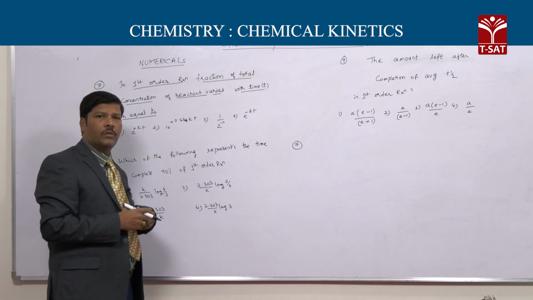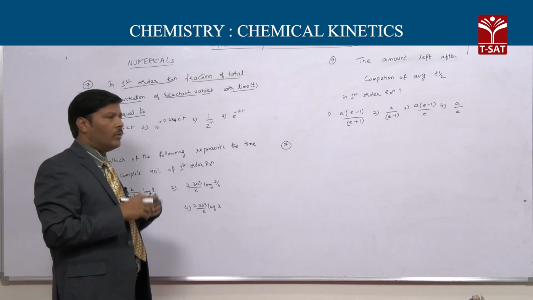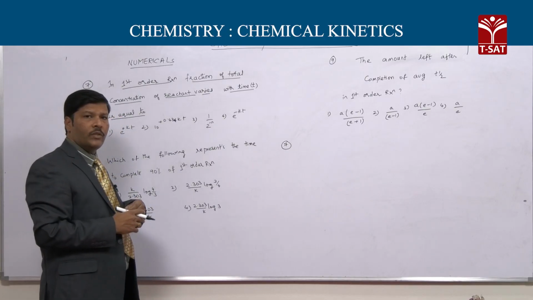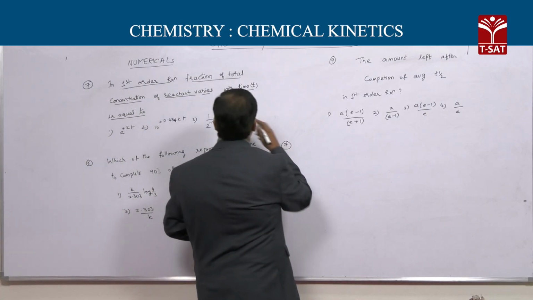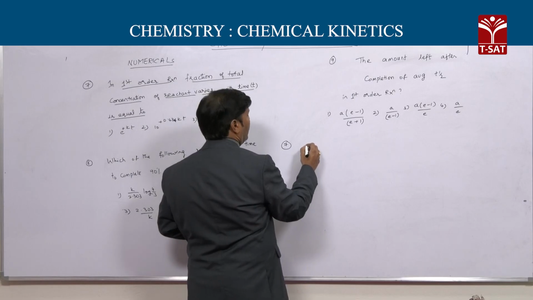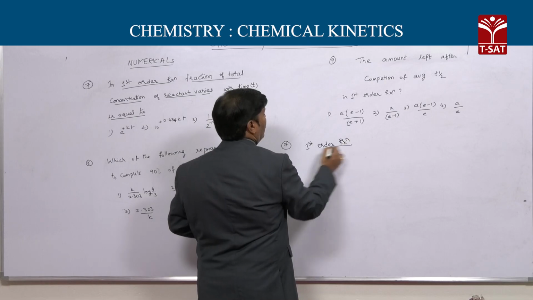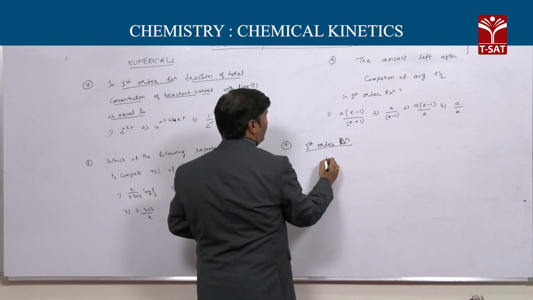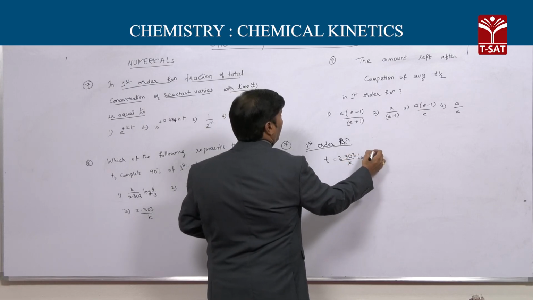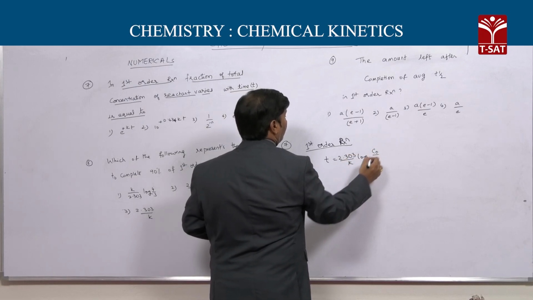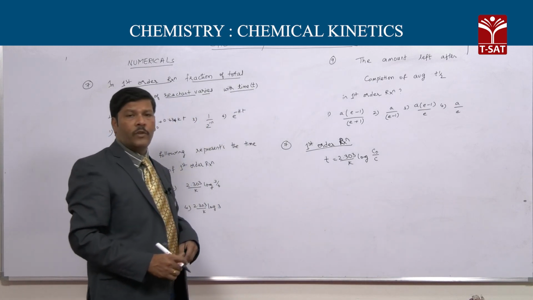Unless you work out this question properly, it is very difficult to guess which is the correct option. Because he has used the words first order reaction, I will take the help of the first order reaction formula. You know the formula for the first order reaction, that is t is equal to 2.303 by k of log C0 by C.